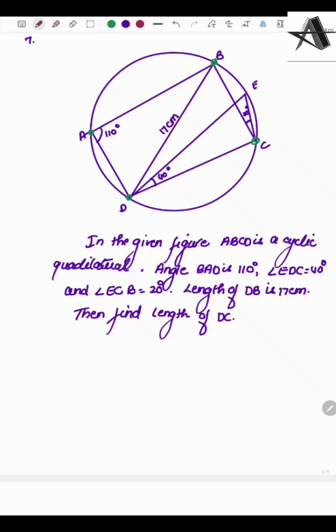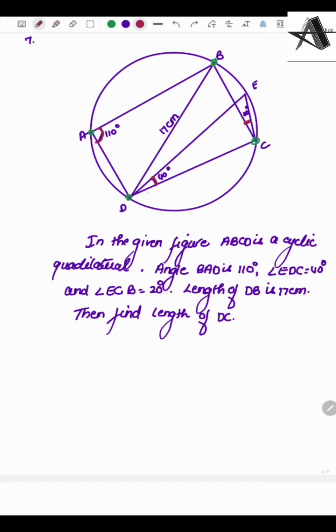Angle BAD, that means this angle, is given as 110 degrees. Angle EDC, that means this angle, is 40 degrees. And angle ECB, this smaller angle, is 20 degrees. Length DB is given as 17 centimeters. Then find the length of DC.